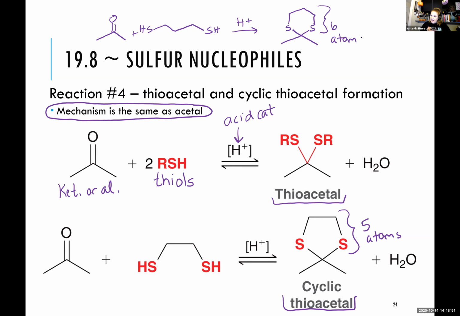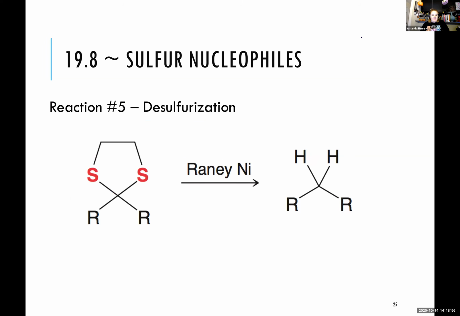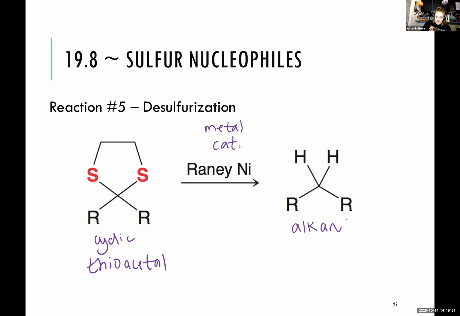We can also take the sulfur groups back off. So reaction number 5 is desulfurization. So we have our cyclic thioacetal, and we are reacting it with Raney nickel. So this is a metal catalyst. And it's going to reduce it all the way down to just the alkane. So this is going to completely get rid of any functional group that's at that position.